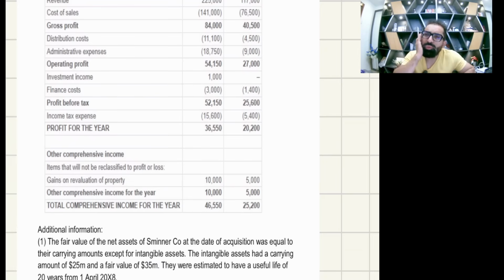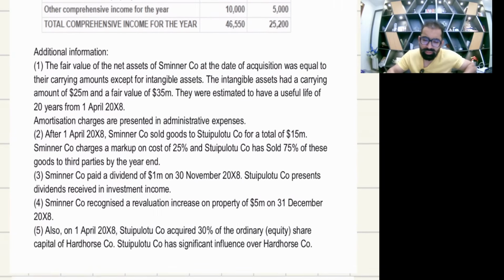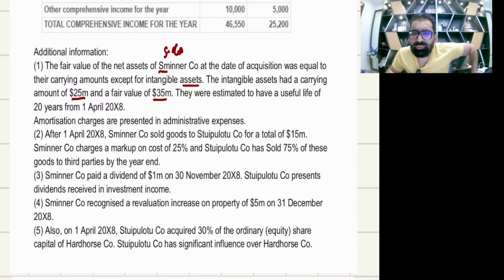Now before we move on, let's do some adjustments, and these are revision days, so definitely I'm sure you guys know the basics of consolidation. Now the first thing, fair value adjustment. The fair value of the net assets of S subsidiary, see this is S company, subsidiary company, at the date of acquisition was equal to the carrying amount except intangible assets. The intangible asset had a carrying amount of 25 million and fair value of 35 million. Now that means straight away an upward fair value adjustment of 10 million.